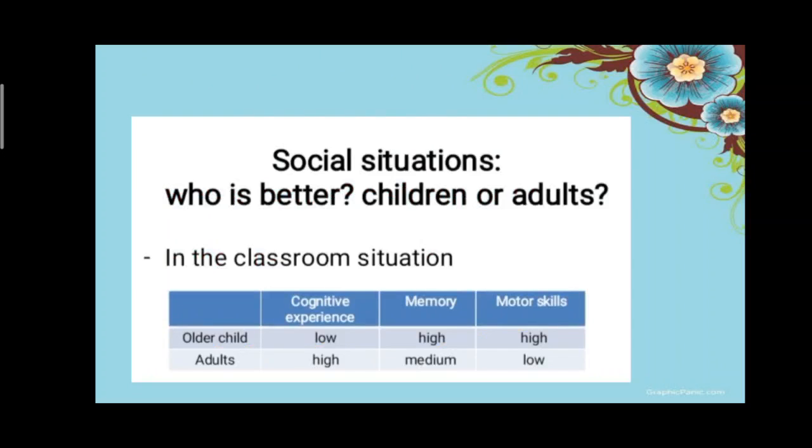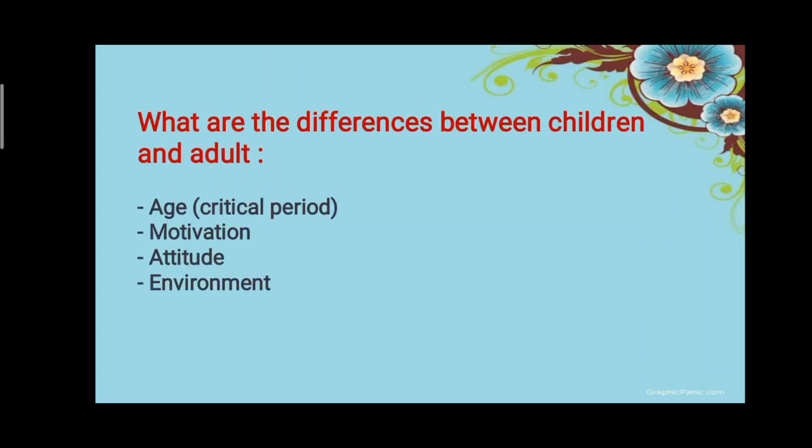And next, social situation, who is better, children or adults in the classroom situation. Older child: cognitive experience low, memory high, motor skill high. And adults: cognitive experience high, memory medium, motor skill low. Okay, next, what are the differences between children and adults? The first is age. Of course, we can know that children and adults are very different. We can look from their body, so the age is very different, especially in the critical period, the golden age.